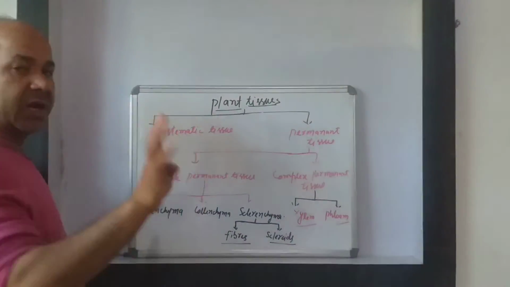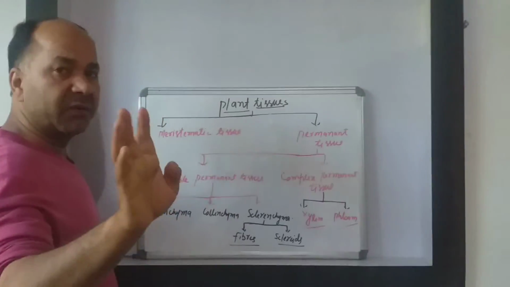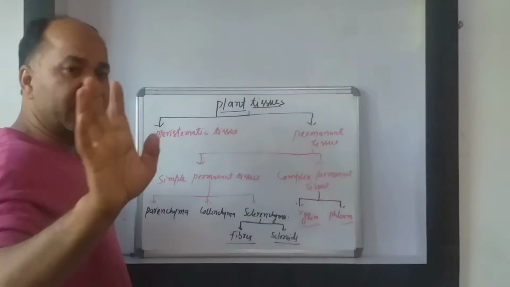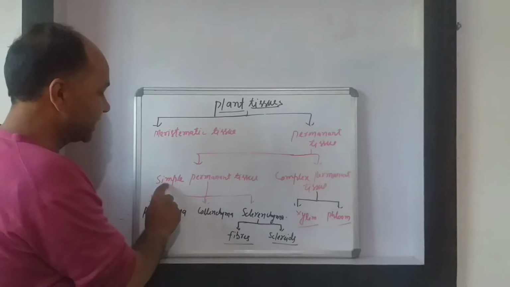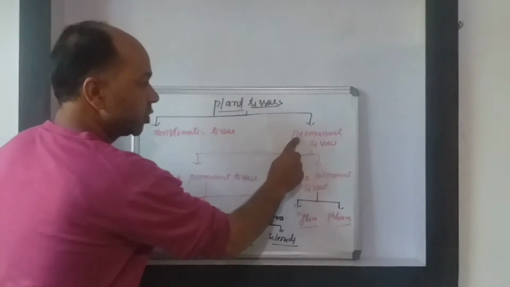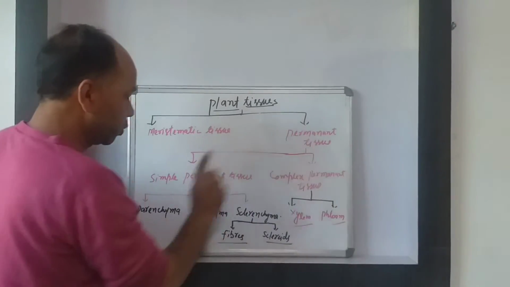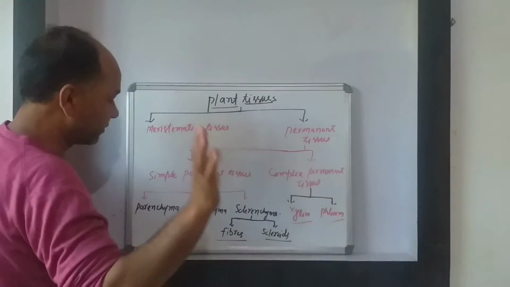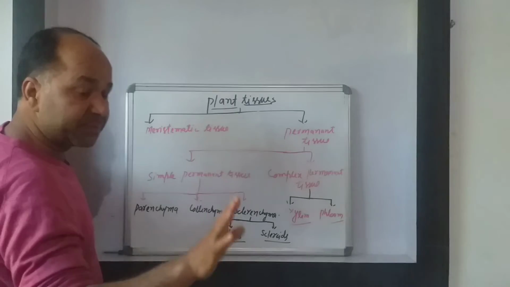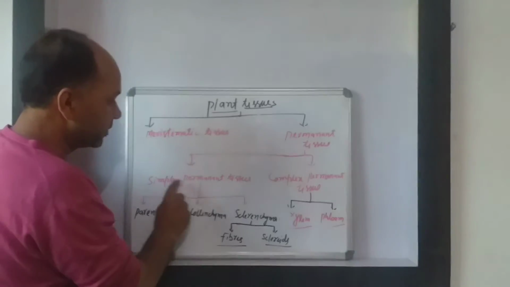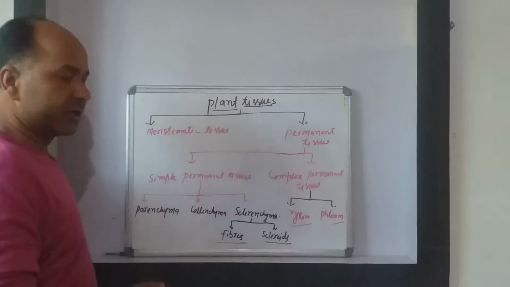Parenchyma has only one kind of cell. Collenchyma has only one kind of cell. Sclerenchyma has only one kind of cell. That is why they are known as simple permanent tissues. A permanent tissue is that tissue where cells have lost the power of cell division. This permanent tissue is further of two types depending upon the types of cells present in it: simple permanent tissue and complex permanent tissue.